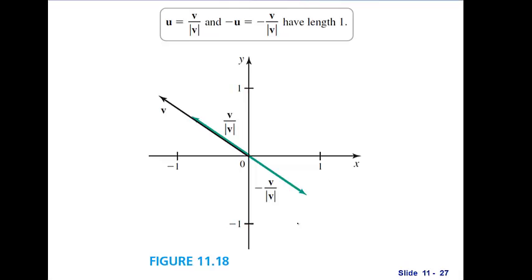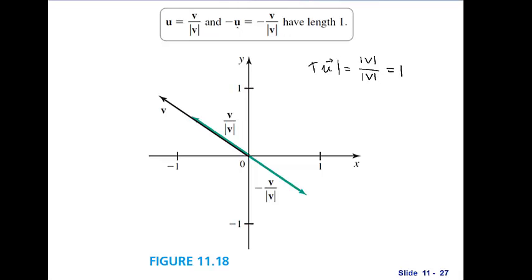So dividing vector v by its length gives us the unit vector, and we call it u. And because u is a positive scalar multiple of v, it follows that u has the same direction as v. Furthermore, u is a unit vector because if we take the magnitude of u, we will have the magnitude of v over the magnitude of v, which is 1.